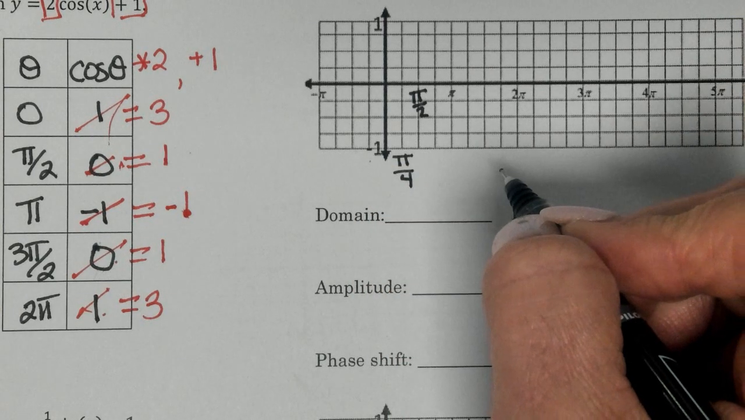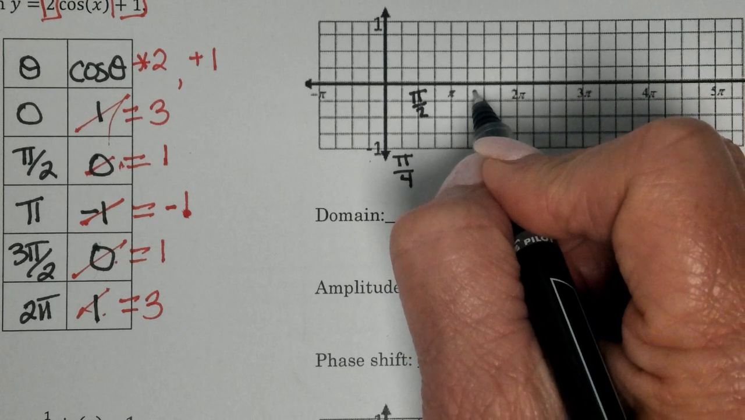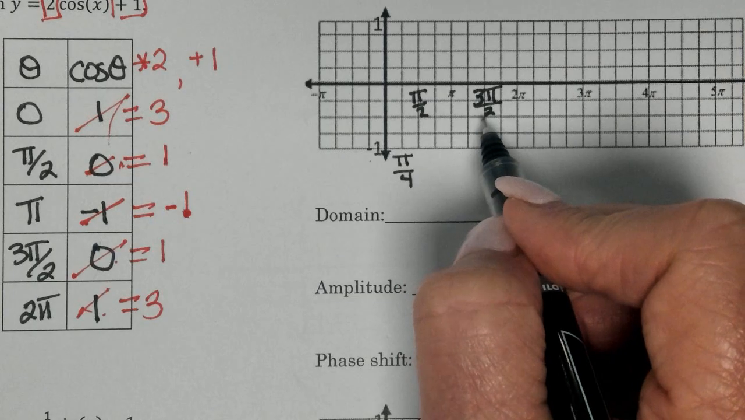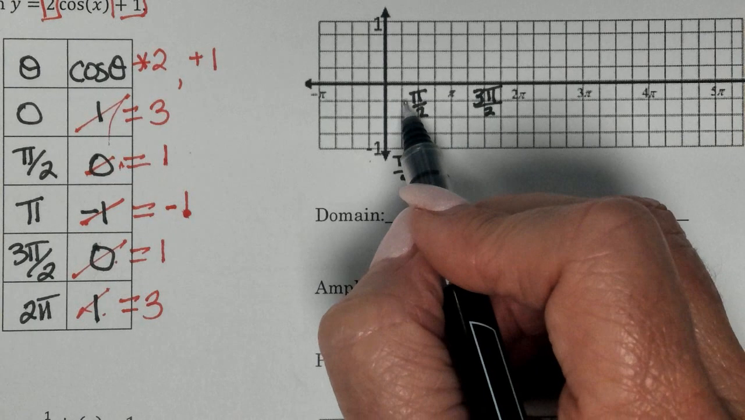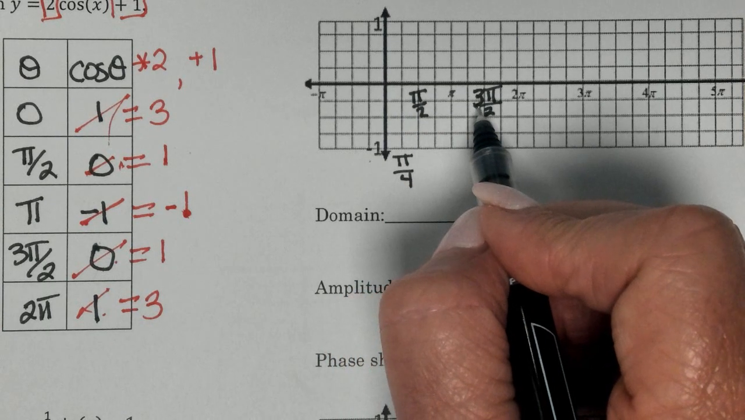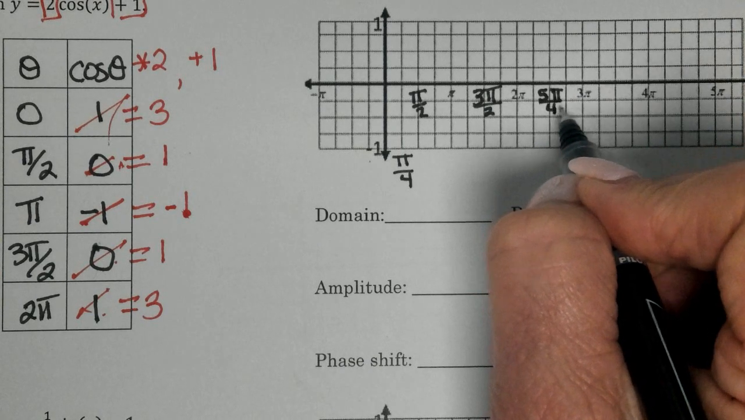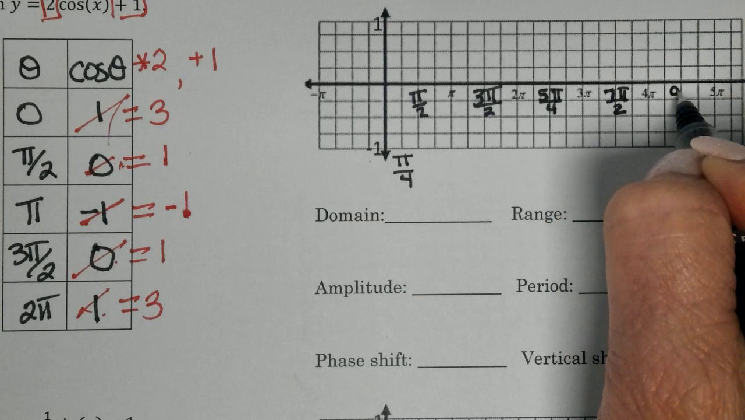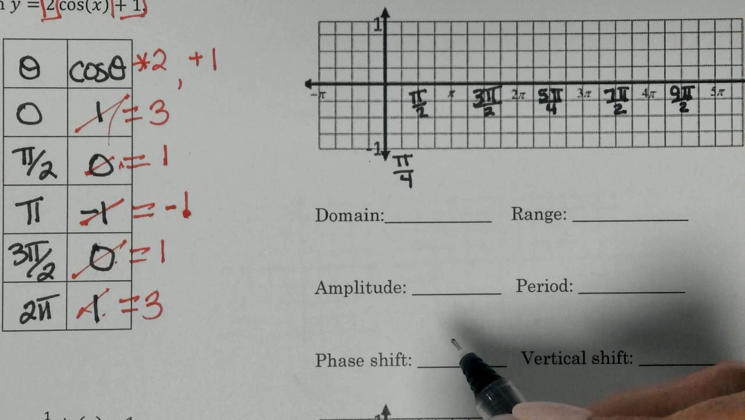What I would do is go in here and between all your whole pies, put your half pies. 3 pi over 2 is between pi and 2 pi. And our pi over 2's are always going to be odd numbers. 1, 3, then you go back around up to 5, then 7, and then 9. Okay.